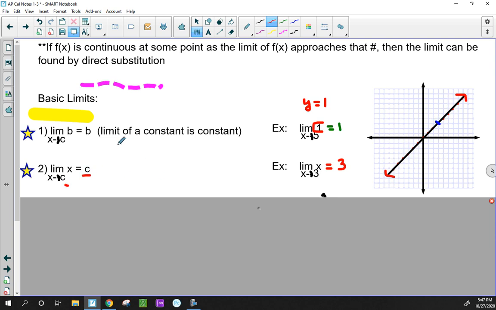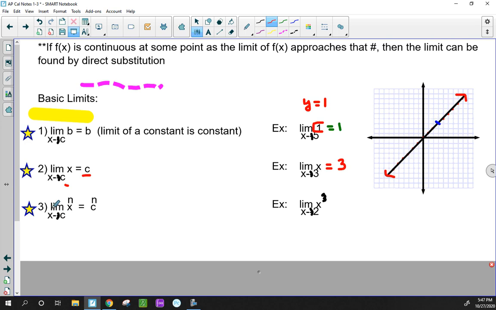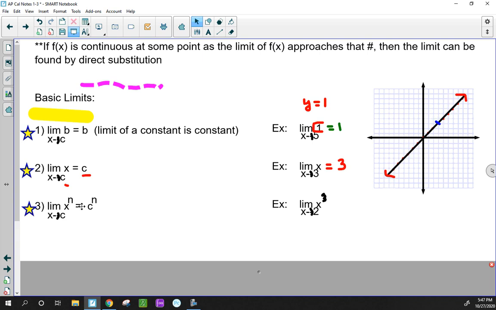Notice the notation. Property 3: the limit of x to the nth power, as x approaches c, is equal to c to the nth power. I have that kind of scooted in the wrong way. Sorry about that. There we go. So let's see what happens here.